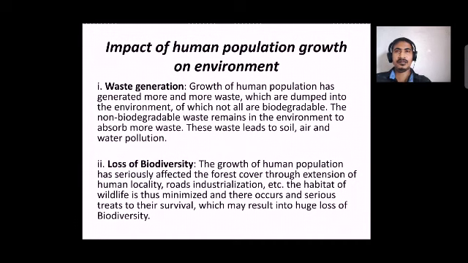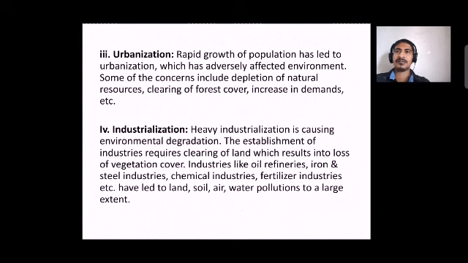First is waste generation. As the number of individuals increases, the amount of waste also increases proportionally. Then there is a loss of biodiversity. Obviously, the human population requires a large area for habitation, and for various other purposes like industrialization, urbanization, agriculture, etc. So this results into the loss of biodiversity. Then urbanization. For urbanization, you need clearing of land areas for developing infrastructure, which results into many ill effects on the environment.